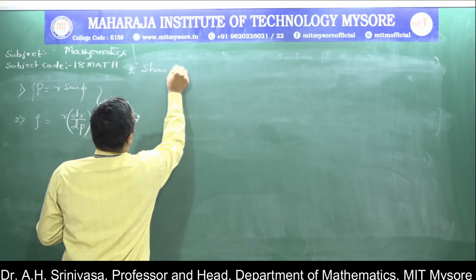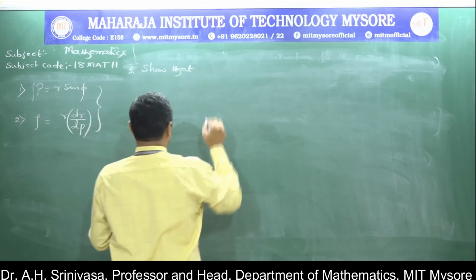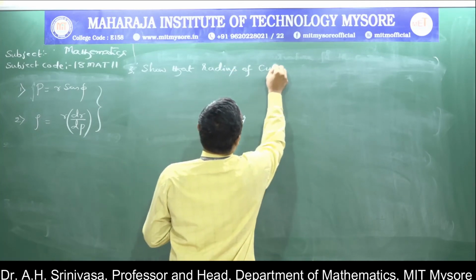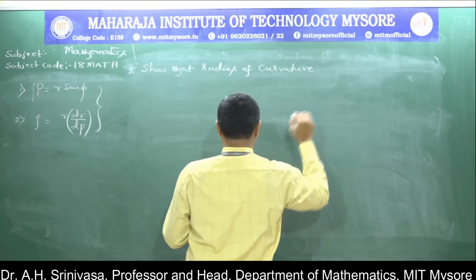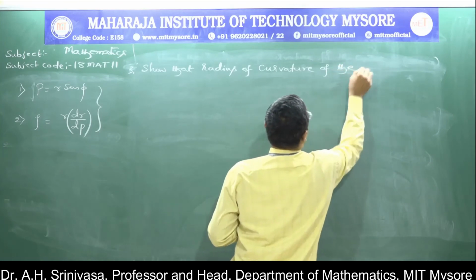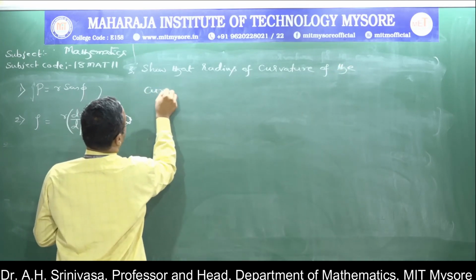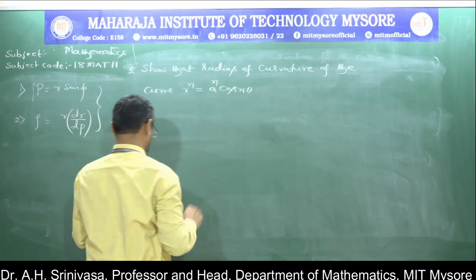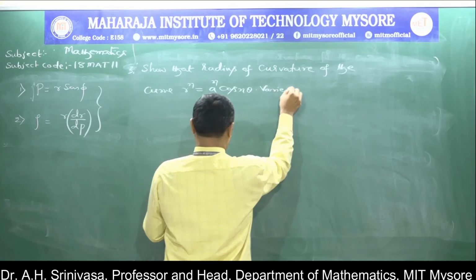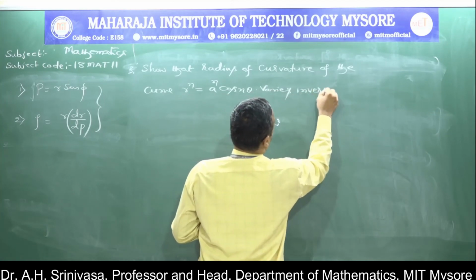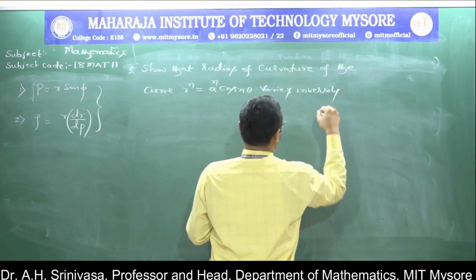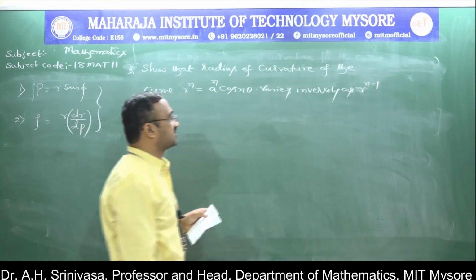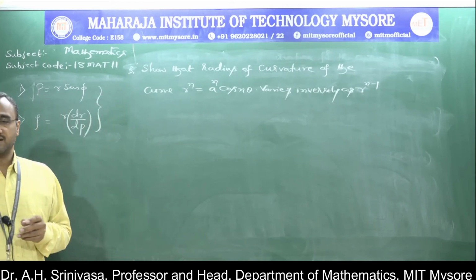Sometimes they ask like that: show that the radius of curvature of the curve r^n = a^n cos nθ, where ρ varies inversely as r^(n-1). Okay.